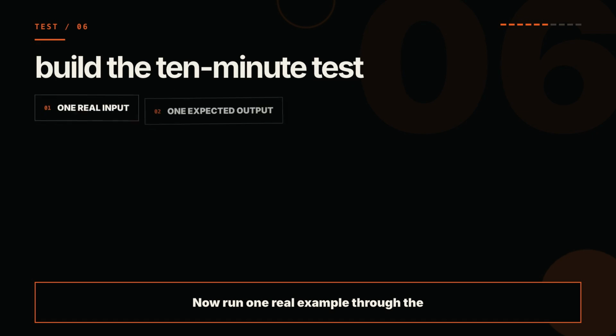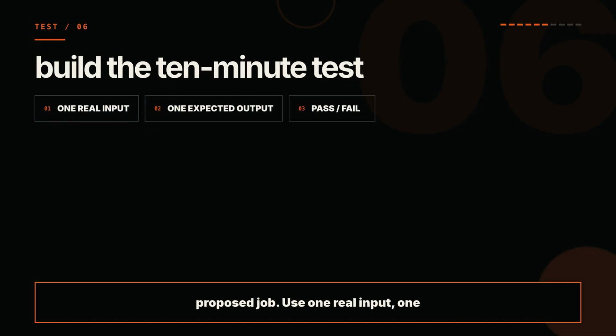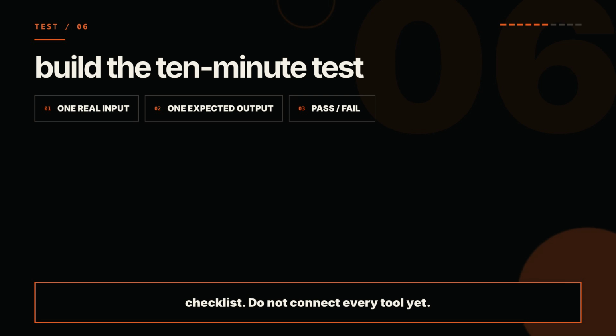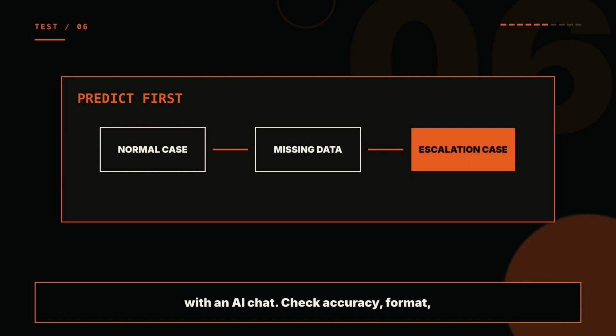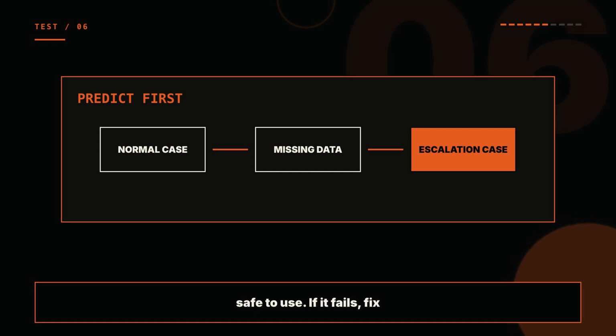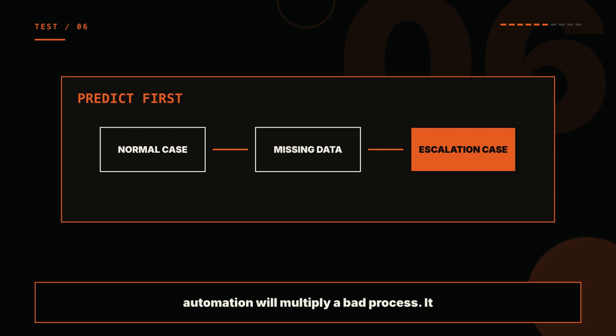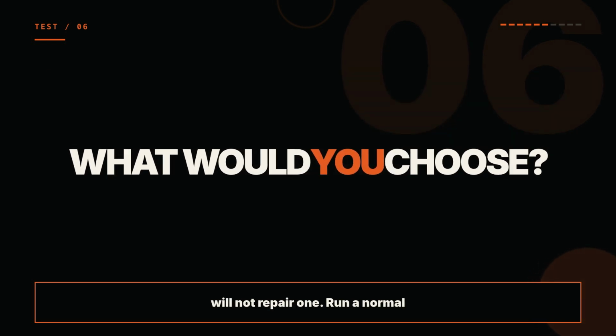Now run one real example through the proposed job. Use one real input, one expected output, and one pass or fail checklist. Do not connect every tool yet. You can even run the test manually with an AI chat. Check accuracy, format, tone, completeness, and whether the result is safe to use. If it fails, fix the instructions or narrow the job. More automation will multiply a bad process. It will not repair one.